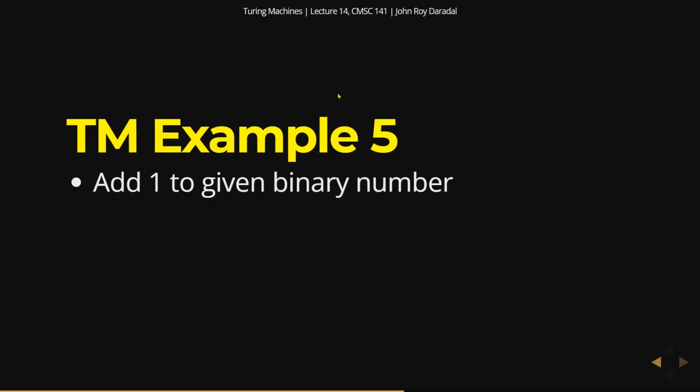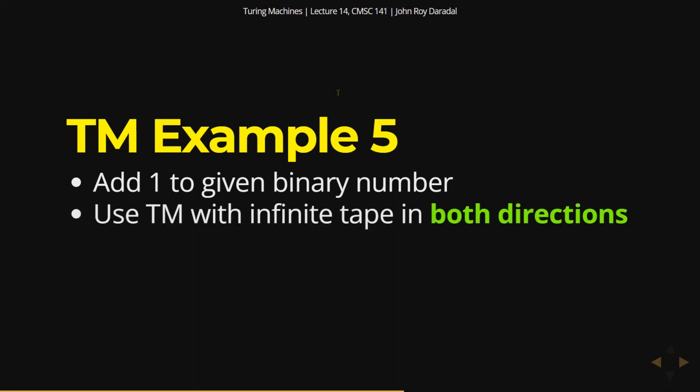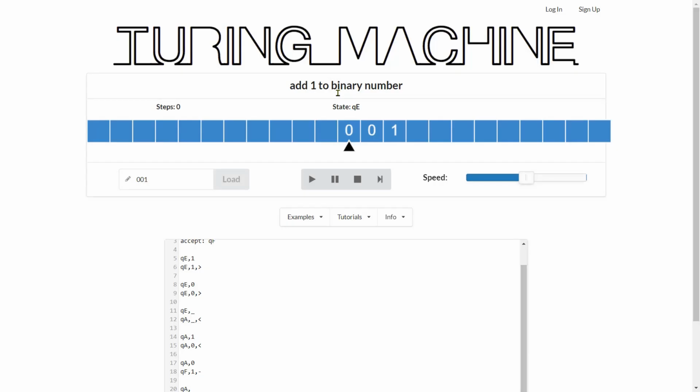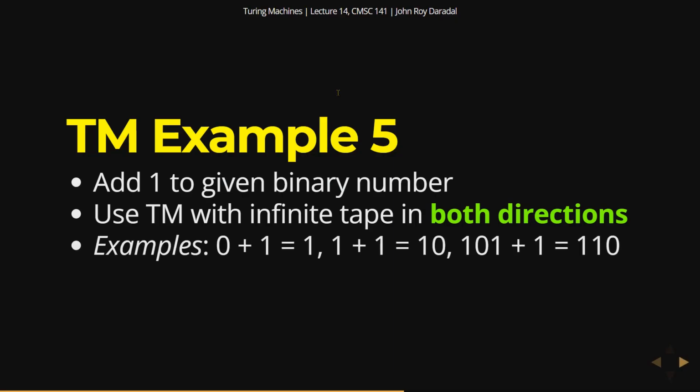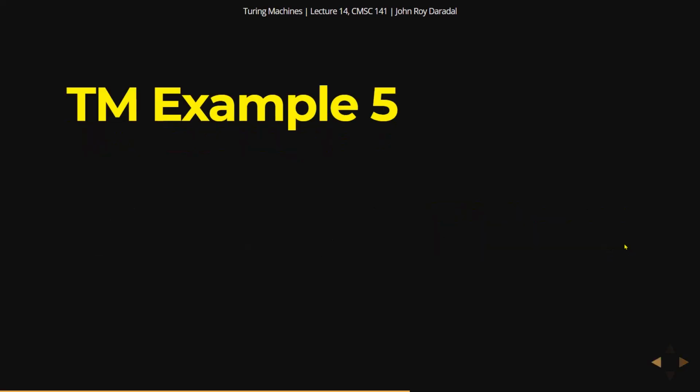Okay, and then finally, the last Turing machine that we'll discuss is how to add 1 to a given binary number. So this time we'll use the Turing machine with infinite tape in both directions. In our illustration, we've actually been using an infinite tape in both directions, so it should be fine. For example, if you're given 0 and you add 1, it will become 1. If it's 1 and you add 1, it will become 1, 0. If it's 1, 0, 1 and you add 1, this will become 1, 1, 0, right? From your binary addition.